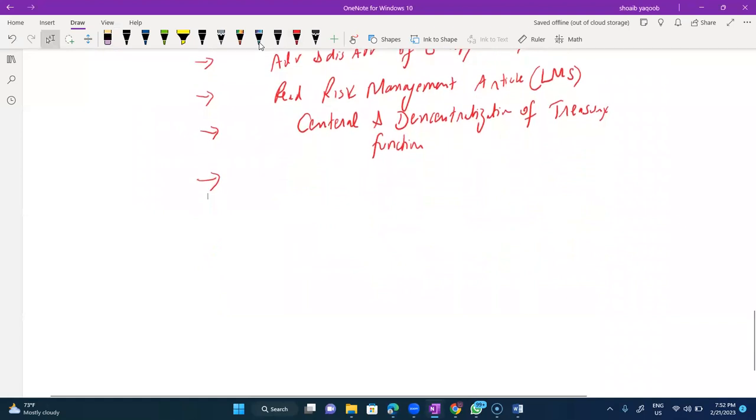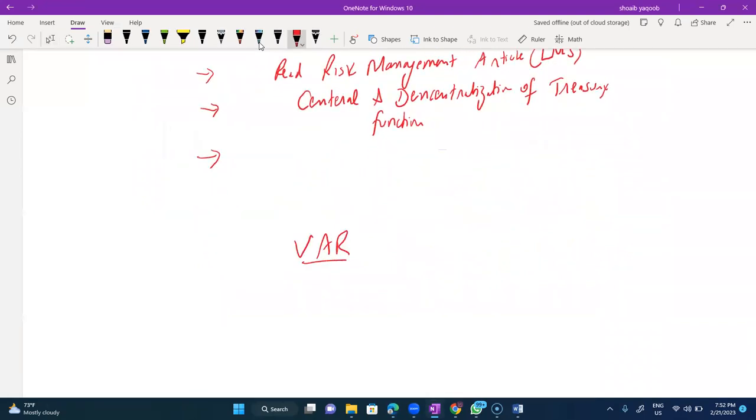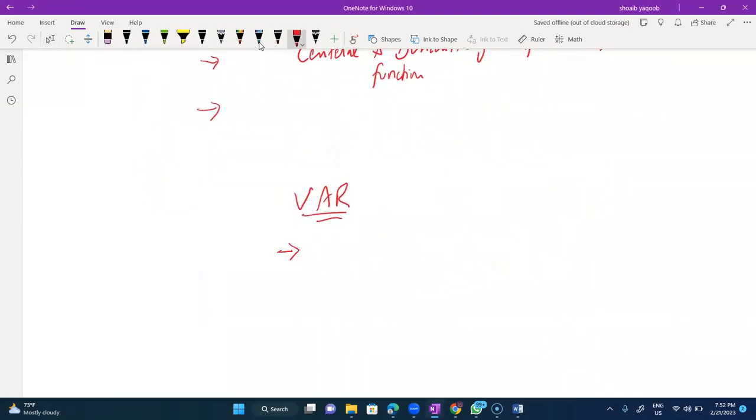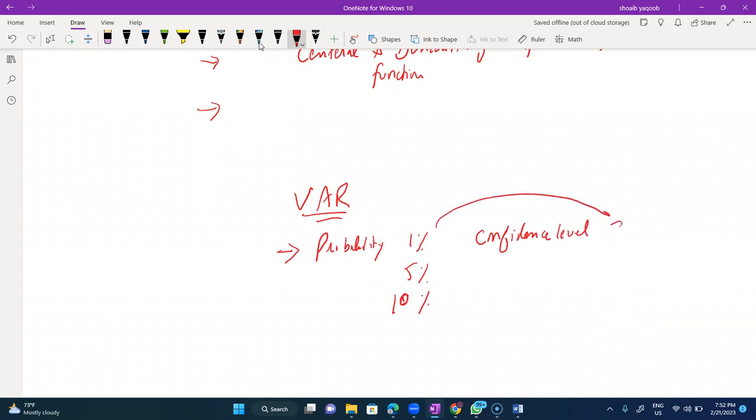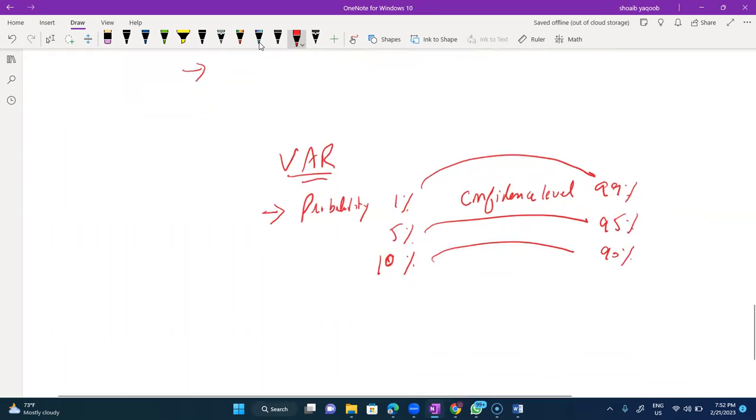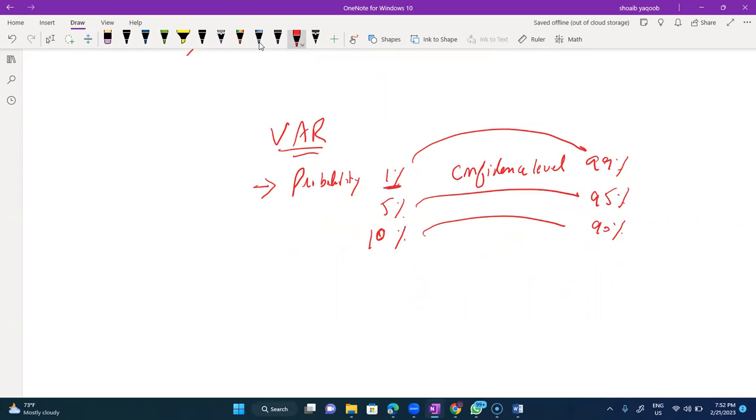So this is not relevant with the risk management. Value at risk can be tested at 3 probability levels: probability 1%, 5%, 10%. Confidence level will be 99%, 95%, and 90%. So you need to calculate the probability level.